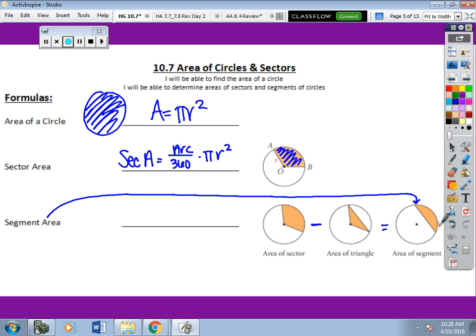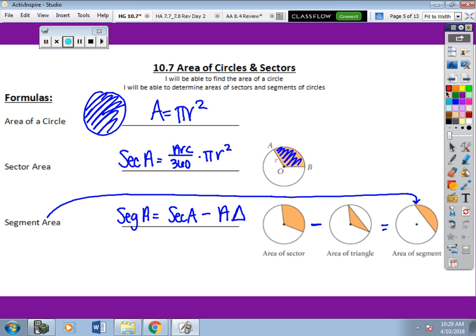So the formula for the segment area is actually, we'll call that seg A for short, is to take the sector area, which is the area of like the whole piece of pizza, for example. We'll subtract the area of the triangle, which would be like the cheese and sauce part of the pizza. We'll be left with just the crust, the outside part.